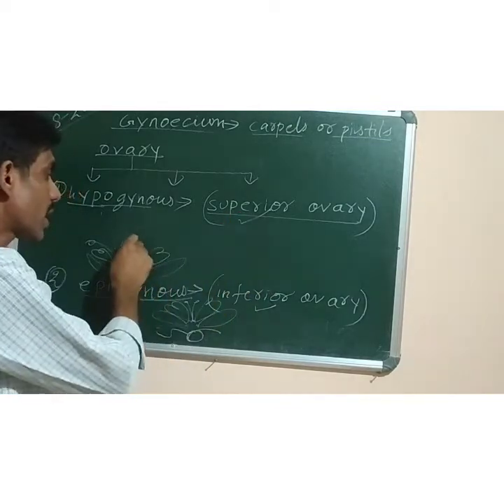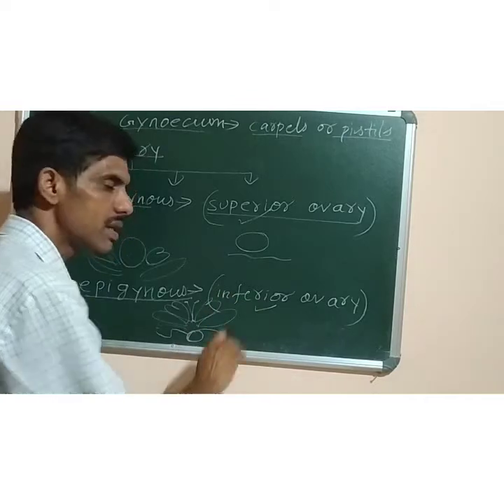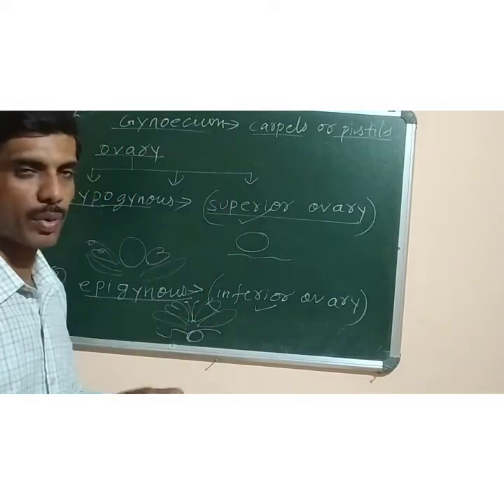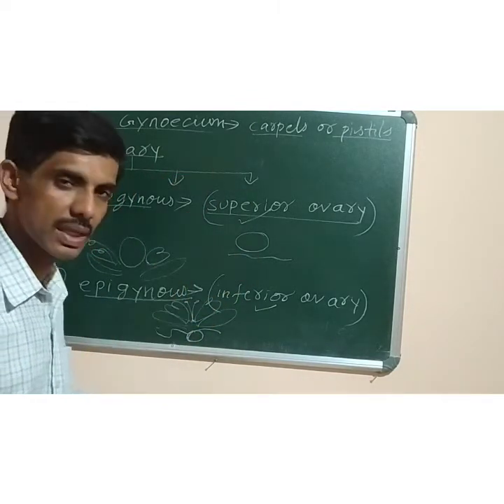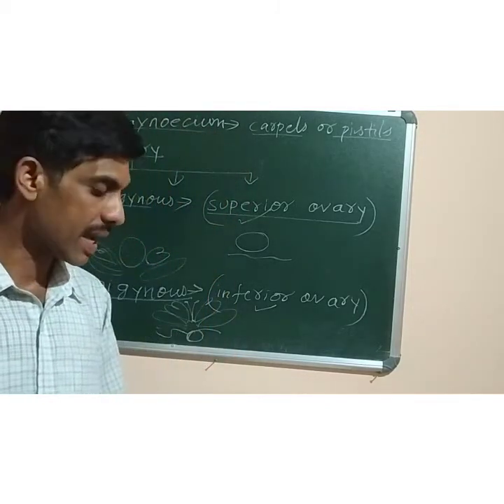If the ovary is located on the top, like this is the ovary, and the rest of the floral parts are below it, such an ovary is called a superior ovary, because the ovary is on the top. Here the ovary is at the bottom of all the 3 parts. Then comes perigynous.